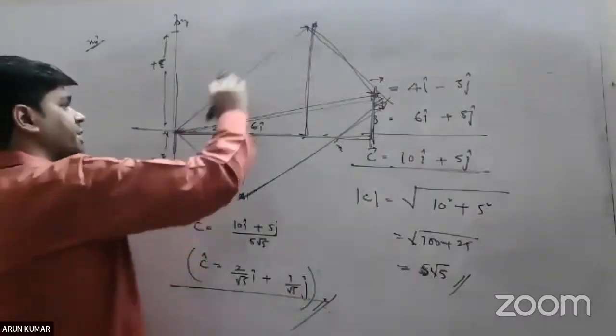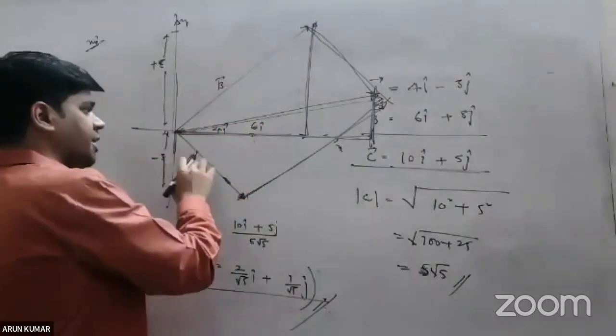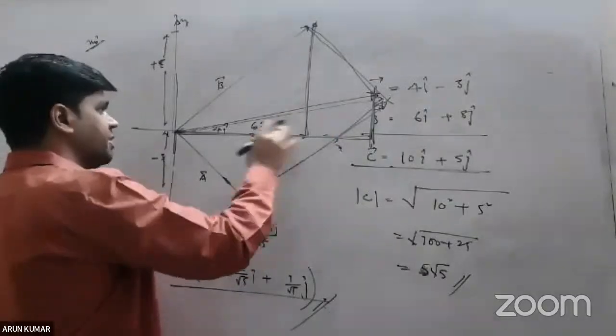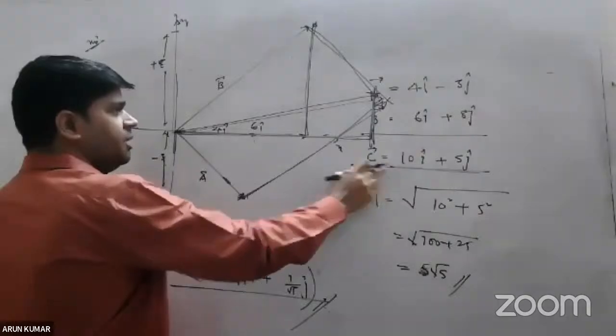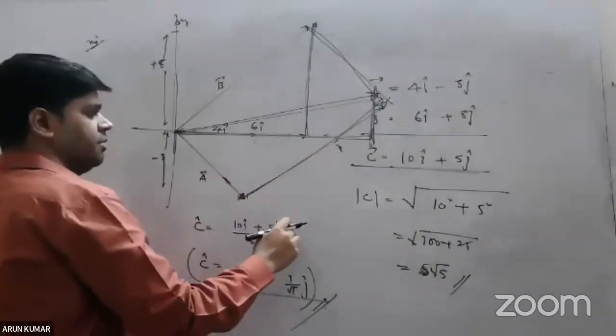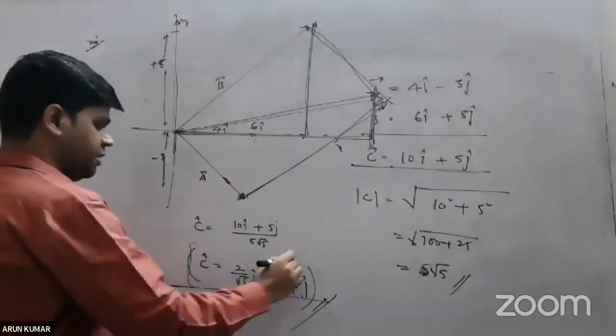I want vectors A and B. When you set B over here, I get a triangle. The closing side of the triangle is the resultant. The resultant's x component is 10, and y component is 5. Correct? Same thing you're getting.